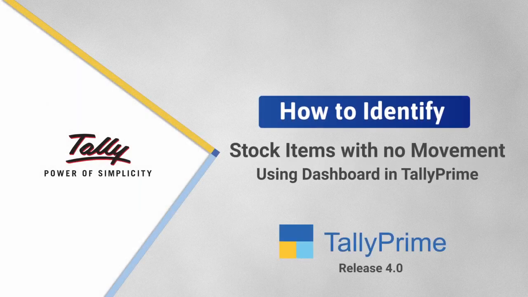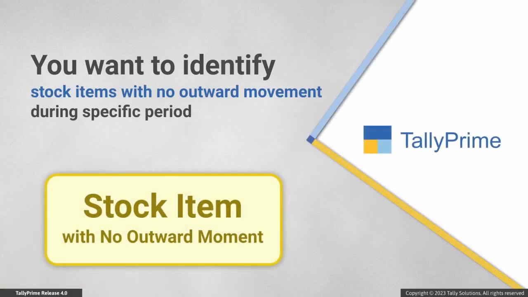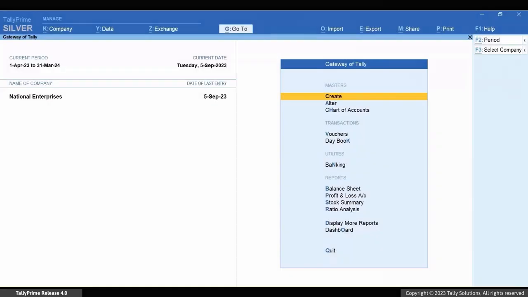In this video, you will understand how to identify the stock items with no movement using the dashboard in TallyPrime. Consider that you want to view the stock items for which no outward movement has happened during a specific period. Let's see how to do it.